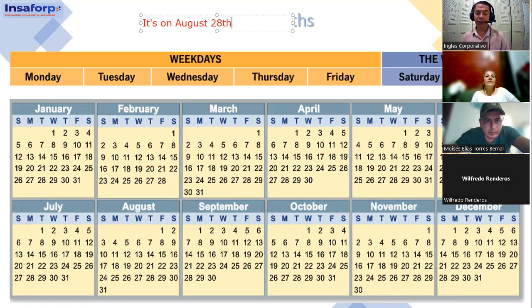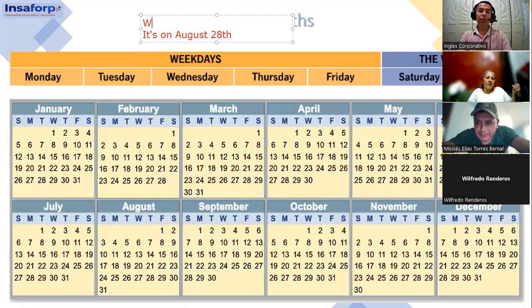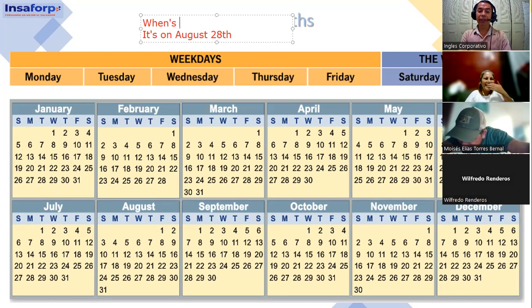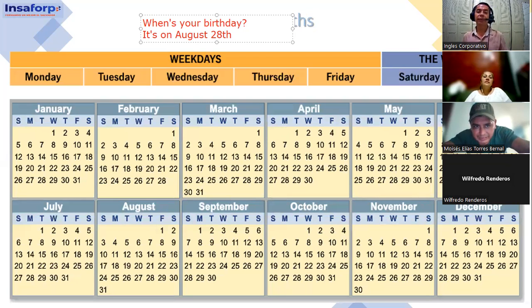Now, Moisés, ask Delia, please. When is your birthday? Delia, what is your birthday? No, sorry, Moisés. Birthday, not the day of the beer, or the day of the bird. When is your birthday? Birthday. Okay. Delia, when's your birthday? Excellent. Good pronunciation. It's June 3rd.